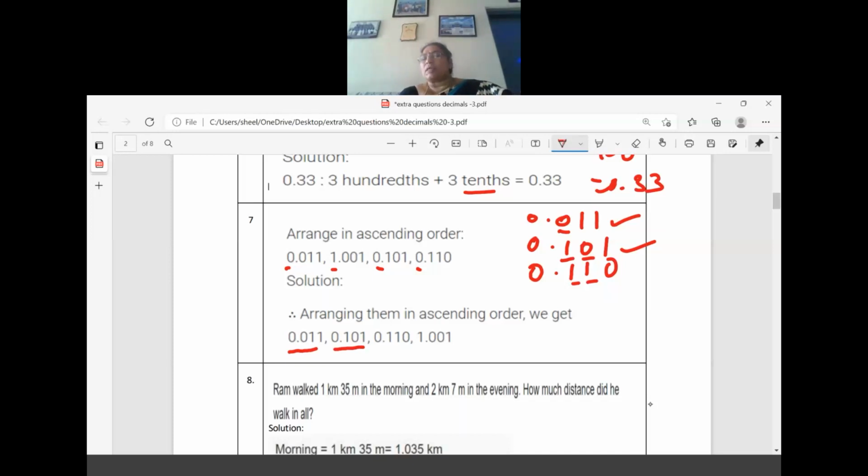0.101. Next, what is the next left number? 0.110 only. So that is the third position. Now what is the greatest number we already identified? That is 1.001 only. So we have arranged them in the ascending order: 0.011, 0.101, 0.110.